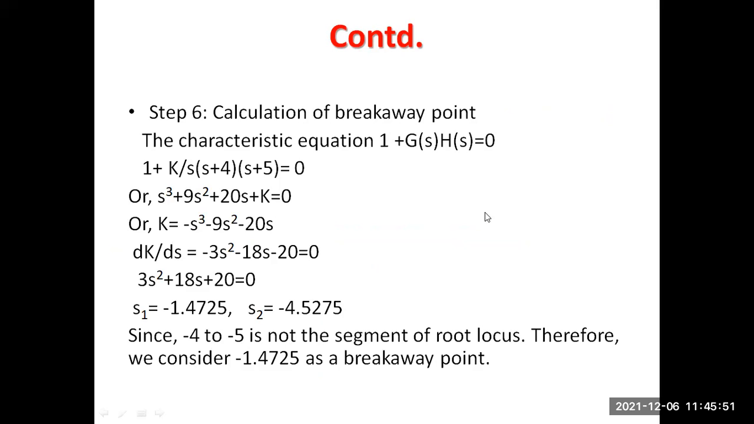So breakaway point, how to calculate? You need to first form the characteristic equation, 1 plus G(s)H(s) equal to 0. So you will substitute. H(s) is 1, G(s) is given. From that you will calculate the value of K. Then you differentiate this K with respect to s. So you will get an equation. So this dK/ds will be equal to 0. From that you have to calculate the value of the breakaway point. Okay. So now you calculate.